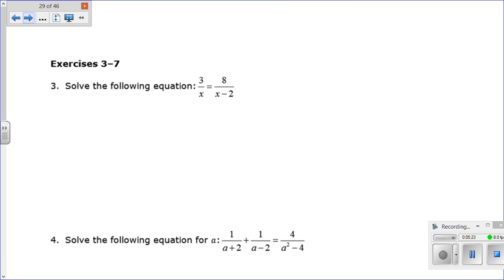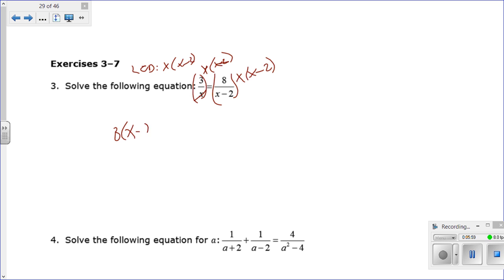All right, for number 3, this is kind of going into some of these LCDs that you didn't like. The process for LCDs is the same all the time. So for this one, my LCD is everything you see: the x, and x minus 2. So I multiply everything by x minus 2. So here the x's cancel out, and I'm left with 3 times x minus 2. Here the x minus 2 goes, we're left with 8 times x, or 8x.